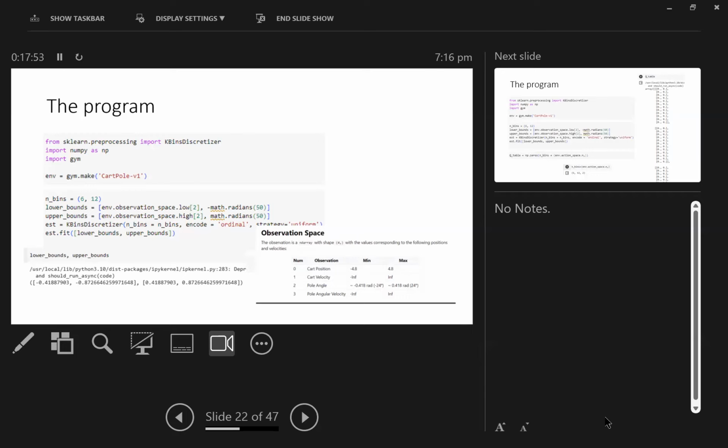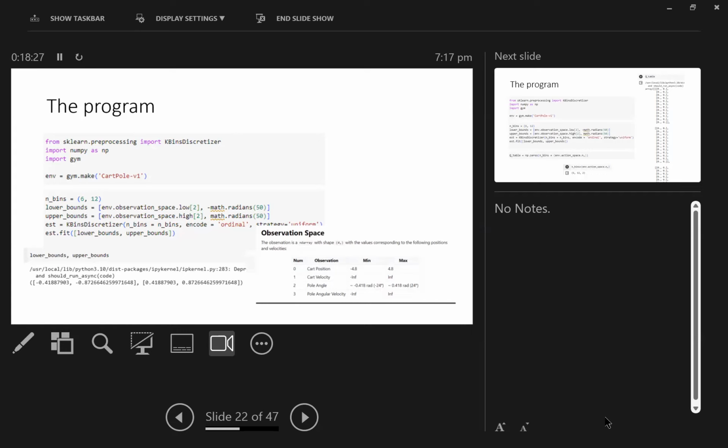Okay, so in order to do that, we first specify the number of beams. In this case, it is a tuple containing 6 beams for the first, the pole angle, and 12 beams for the second angle. Okay, and then we will specify the lower bound, for the angle and the velocity. The angle is minus 0.14. So this is the lower bound.